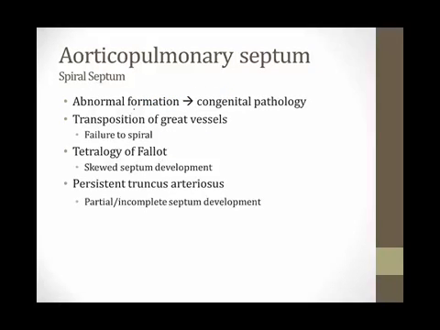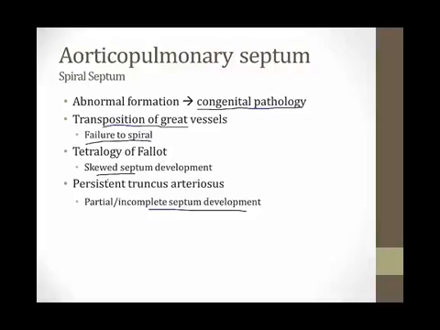If this septum does not form normally, that can lead to a number of congenital heart defects. Transposition of the great vessels can be caused if this septum fails to spiral normally. Tetralogy of Fallot can be caused if this septum is formed in a skewed manner. And a persistent truncus arteriosus can develop if there is partial or incomplete septum development.